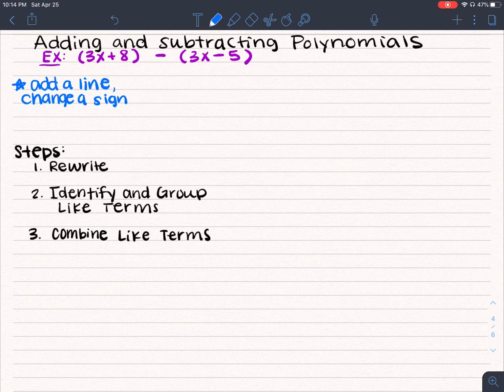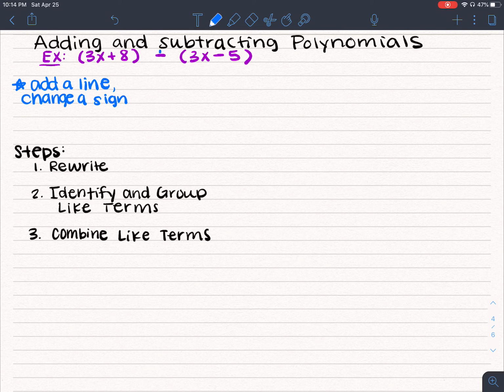For our second example, we'll focus on subtracting. So our example is 3x plus 8 minus 3x minus 5. So I've already added the note. I want to add a line and change the sign. As I said before, I like focusing on addition because it shows me where my positive and negative numbers are. It'll help me not drop a negative in the future.